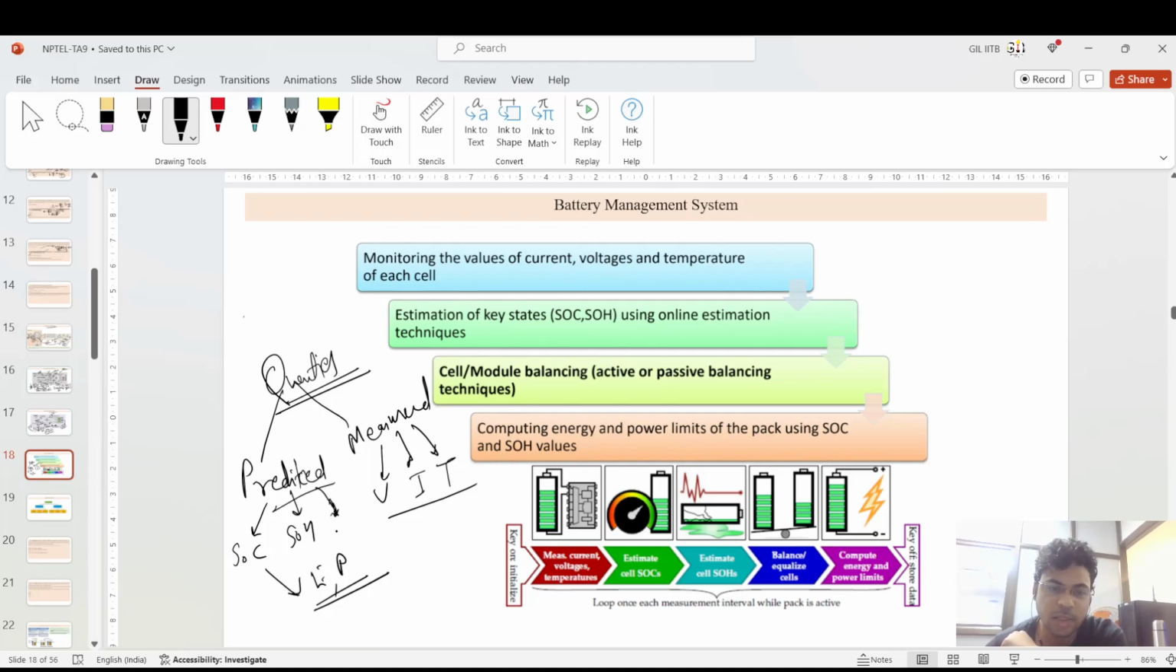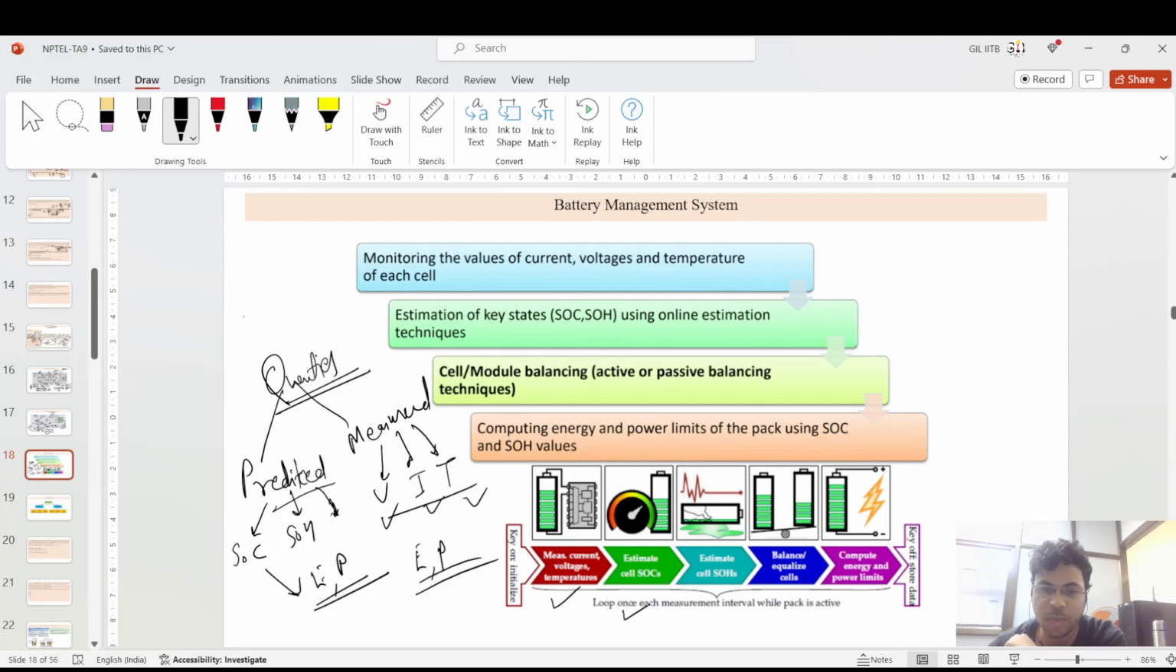Okay. So these measured and predicted quantities are being fitted in the BMS itself, where it takes measurements using sensors such as the voltage, current, and temperature sensors. After that, it estimates the SOC and SOH using certain techniques. Then it also does balancing. We will study what balancing is and how many types of balancing there are. Then it will calculate the energy and power of the battery pack.